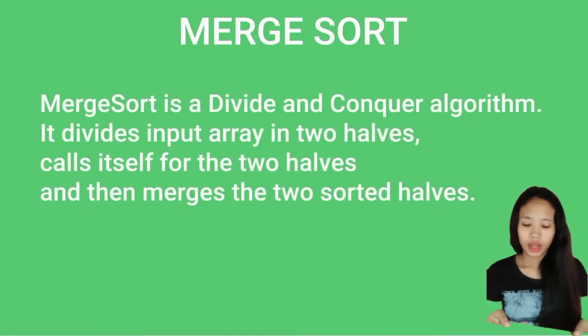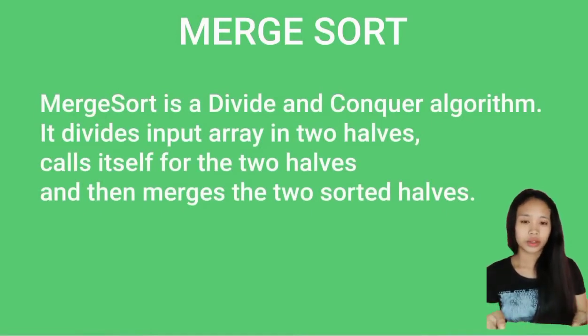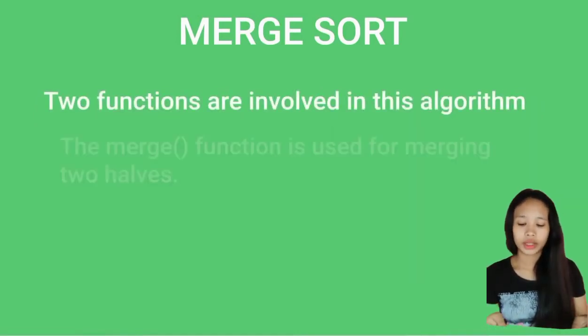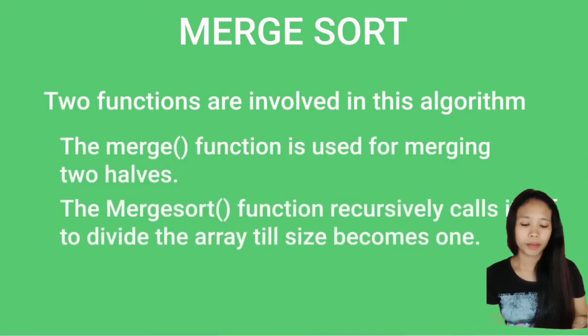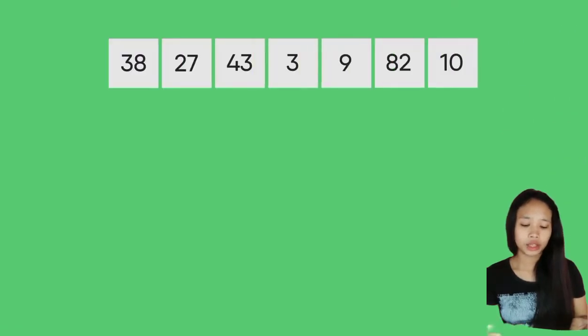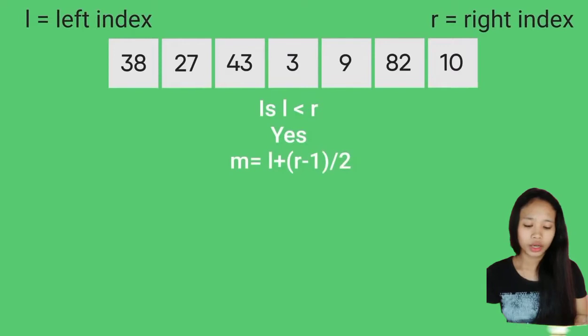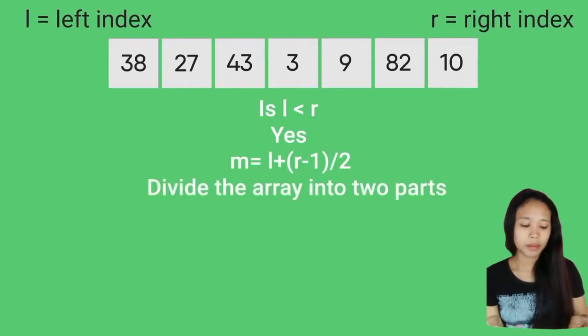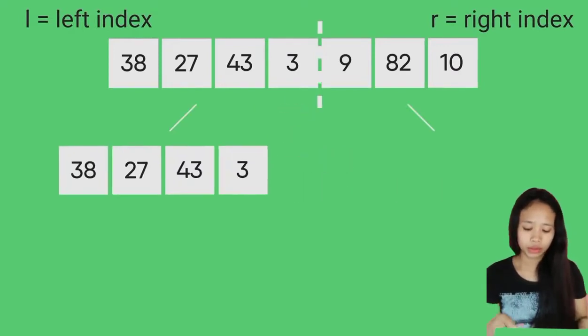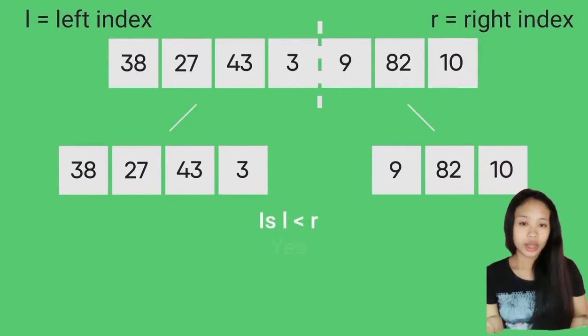Merge sort. What is merge sort? It is a divide and conquer algorithm. Merge sort is an efficient, general-purpose, comparison-based sorting algorithm. Most implementations produce a stable sort, which means that the order of equal elements is the same in the input and the output.